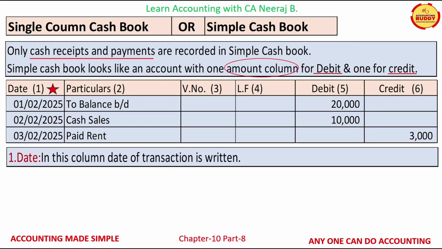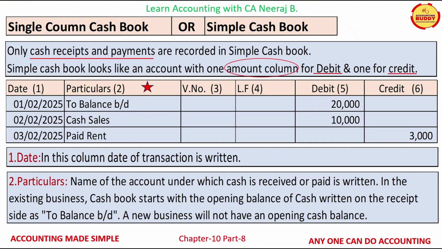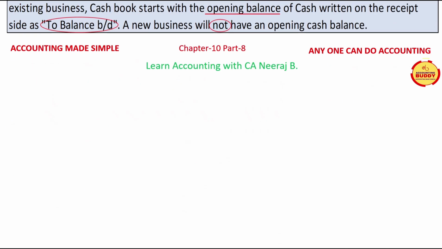Column number 1 is for date. In this column, the date of the transaction is written. Column number 2 is for particulars. Name of the account holder under which cash is received or paid is written. In the existing business, cash book starts with the opening balance of cash written on the receipt side as to balance brought down. A new business will not have an opening cash balance.